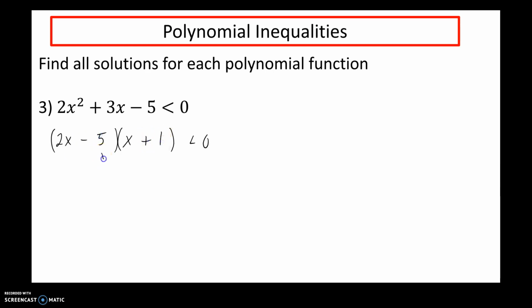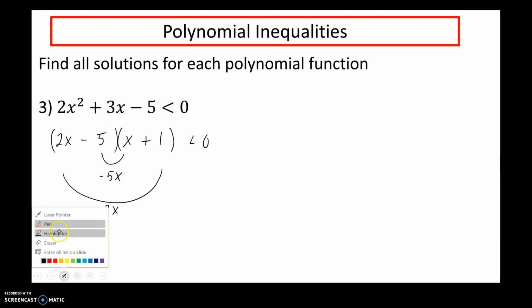So on my check step, I get negative 5x, and I get positive 2x. When I add those together, I get a sum of negative 3x. Not what I need. I need it to add to positive 3x. So all I have to do there, change the signs. So the 5 has to be positive, the 1 has to be negative. Now when I check my answer, I do get the correct middle term.